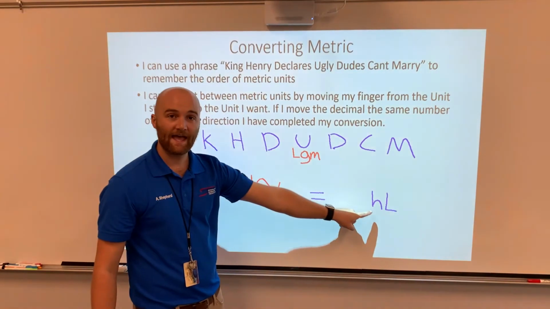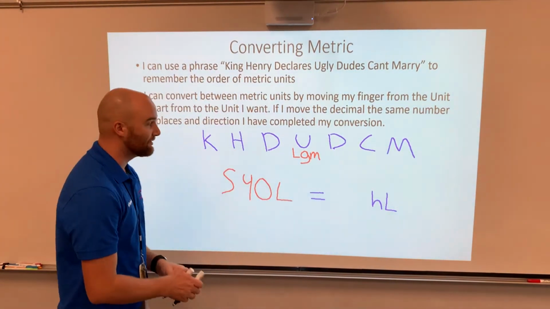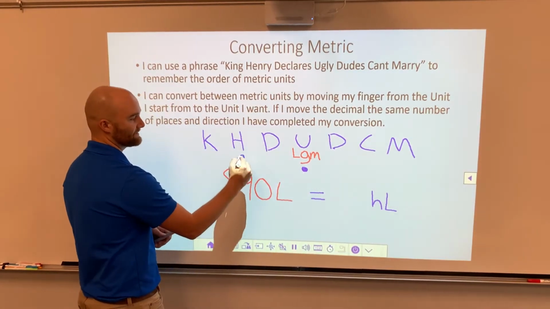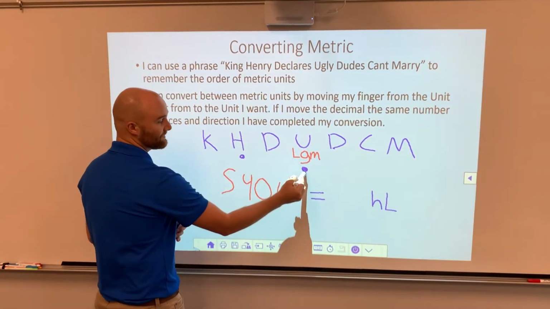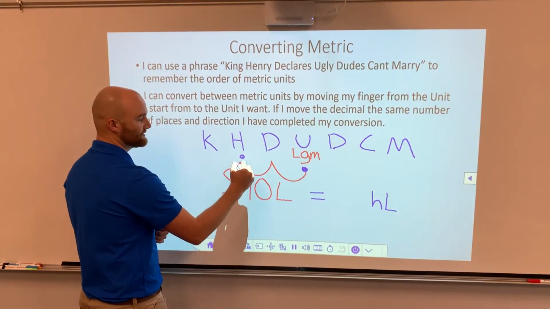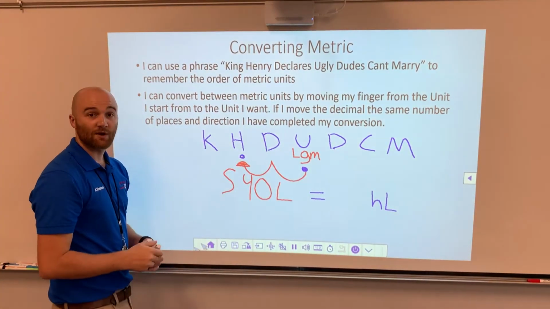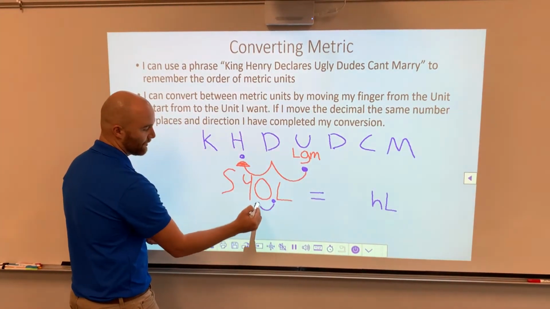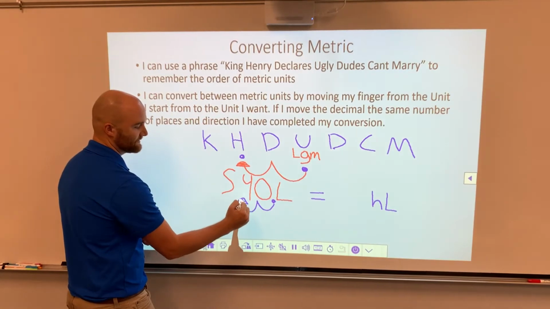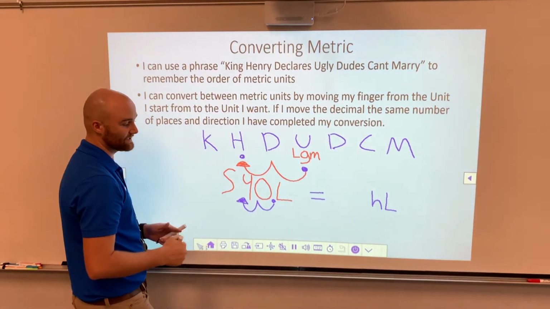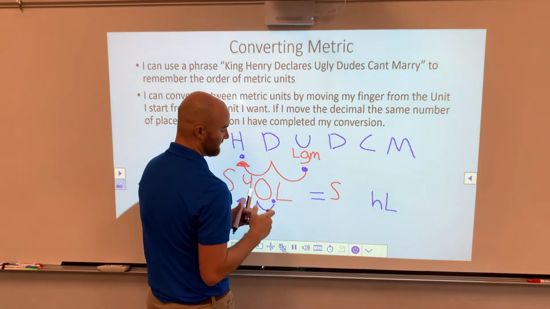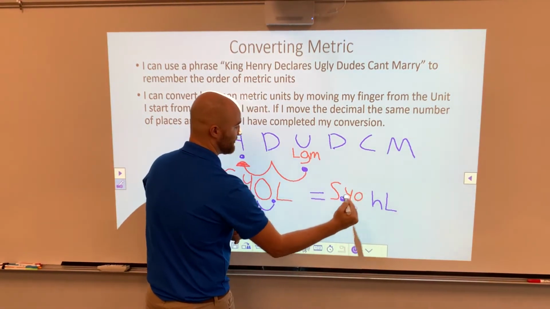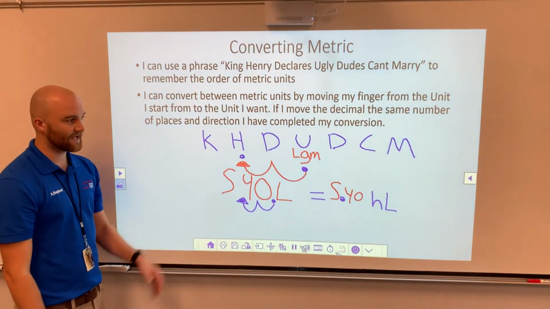Then I want to move to hectoliters. I see the H. So I want to move from my ugly letter to my hecta letter. In order to get there, I have to move 2 times to the left. So I'm going to find my decimal, which I know is hiding at the end, and I'm going to move it 2 times to the left. 540 liters is the same thing as 5.40 hectoliters. It's as easy as that.